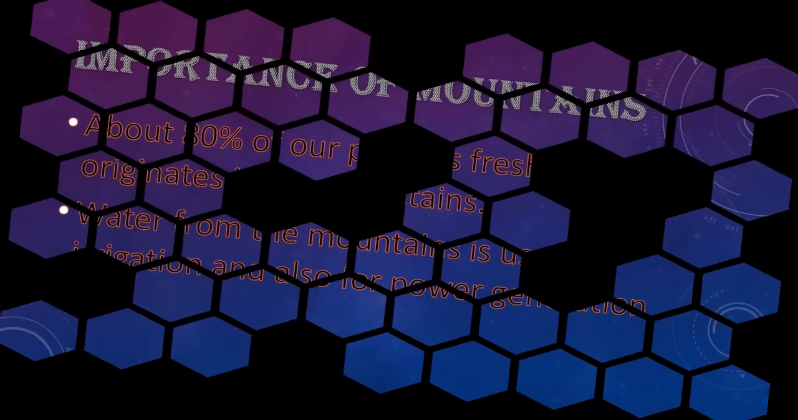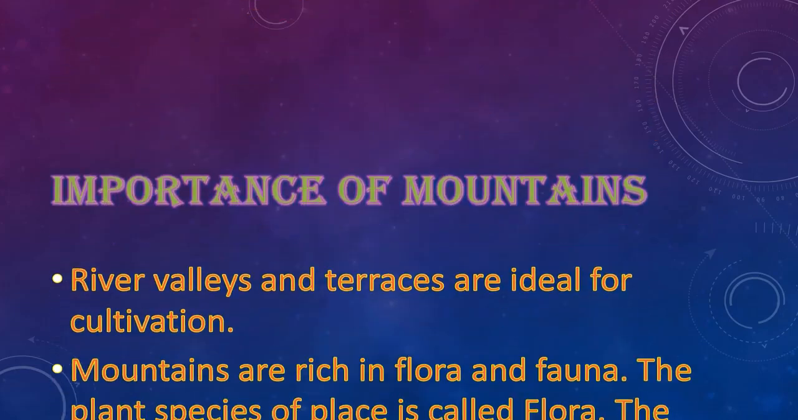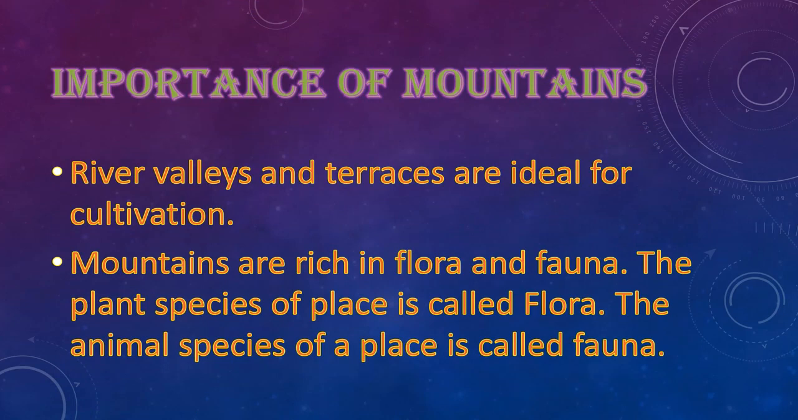About 80% of our planet's fresh water originates in the mountains. Water from the mountains is used for irrigation and also for power generation. River valleys and terraces are ideal for cultivation. Mountains are rich in flora and fauna.